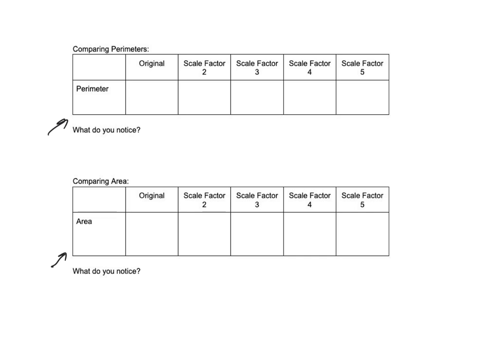So like the original perimeter, if we go back, our original perimeter was 10 feet. And then go back and look at your scale factor of 2, 3, 4, and 5. And then go back and look at your area. So our original area was 6 feet squared. Okay, and then you're going to fill in those other pieces. So go ahead and do that right now.